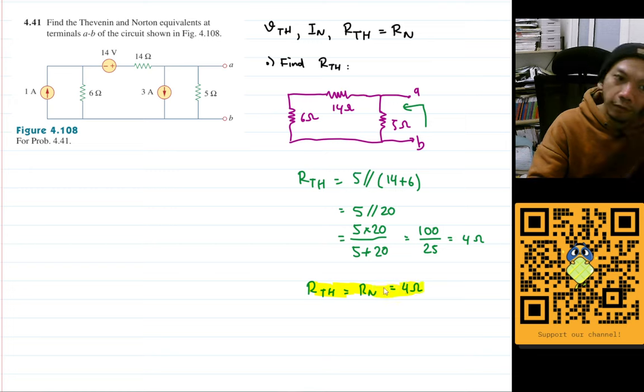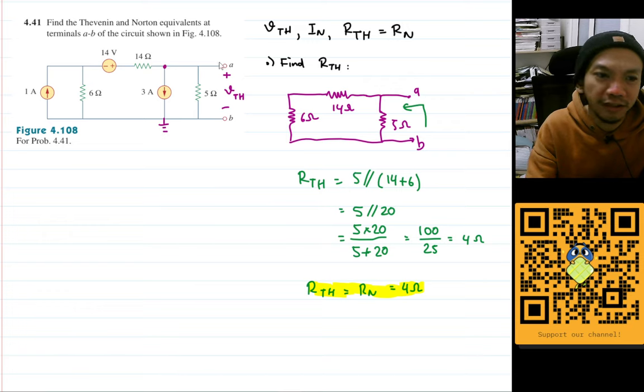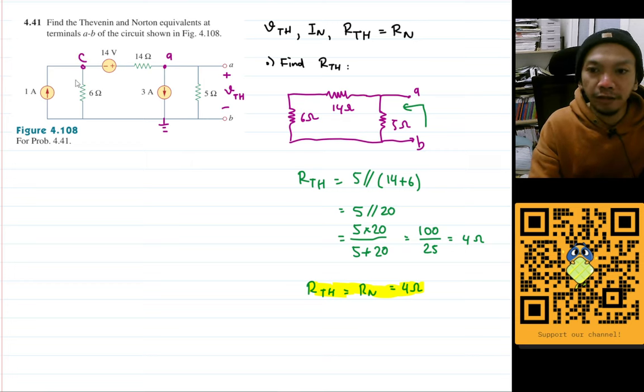Now we need to find the more complicated variable, which is the Thevenin voltage, which is the open circuit voltage of A and B. So this one, VTH, right? Maybe let's start by setting this as our ground. Because this one is node A, just follow that. And then this one is node B, so maybe this one is node C, right? What can we do from here?